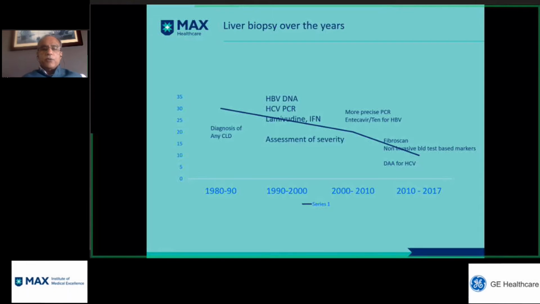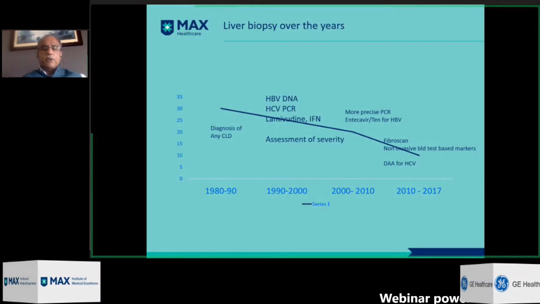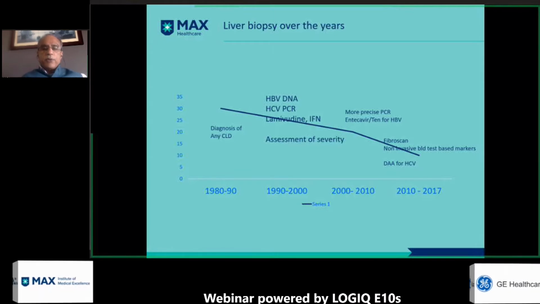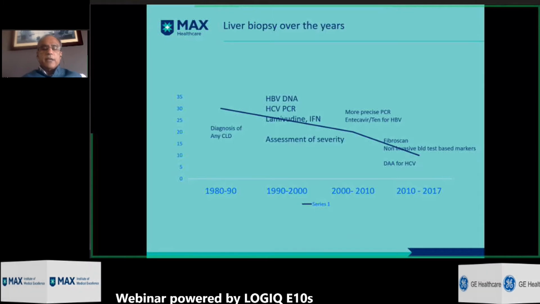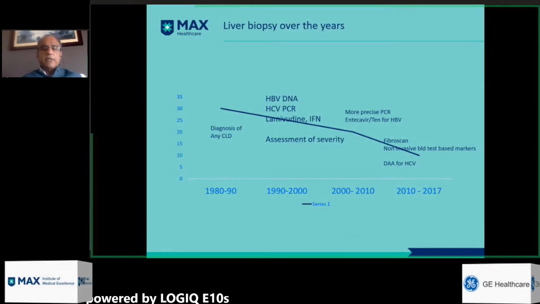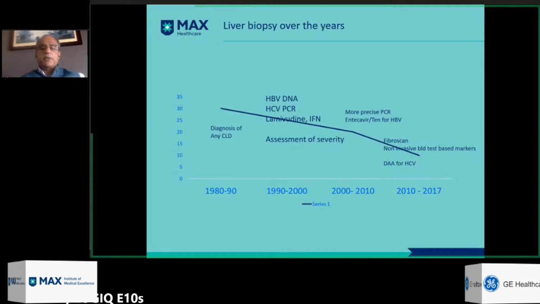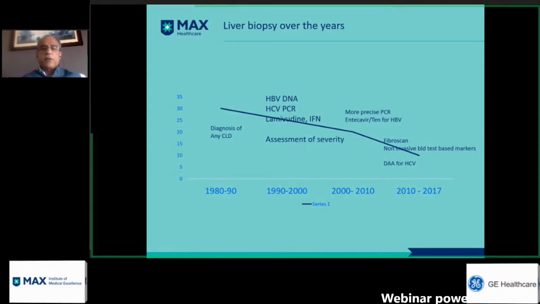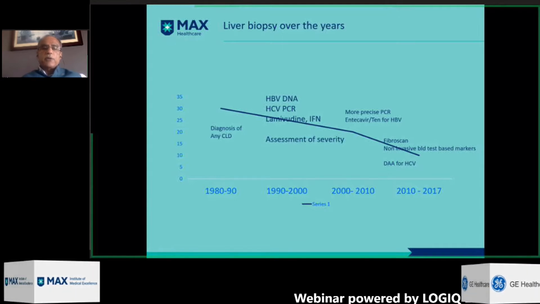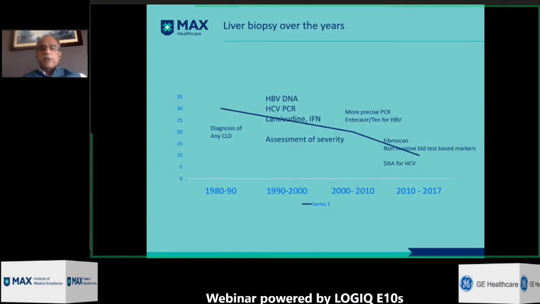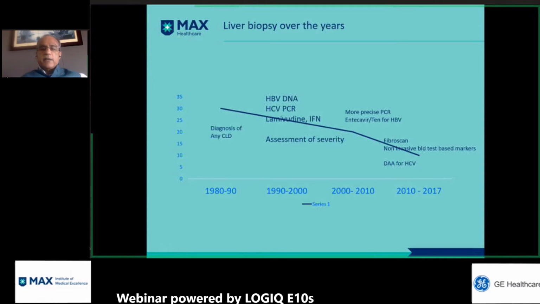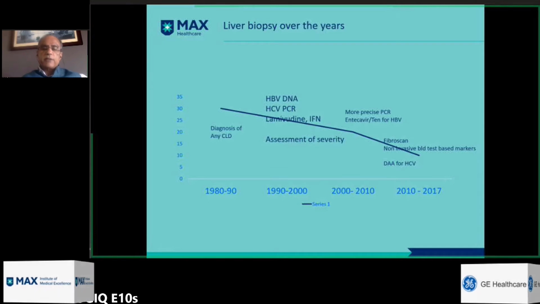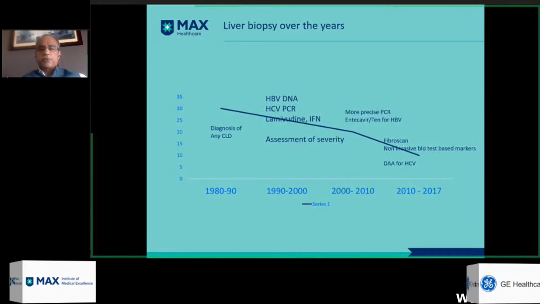The only way to know whether the patient has disease or not, or what is the extent of disease or severity, was liver biopsy. As time progressed, the need for liver biopsy has progressively come down, and it is being used less and less. One of the early things that happened was that hepatitis B DNA levels as tests came out, hepatitis C PCRs came out, and effective treatments for hepatitis B and C started coming out. Then there were more precise PCR tests that came out. As a result, we were using more of those markers for deciding treatment and assessing response to treatment than liver biopsies.